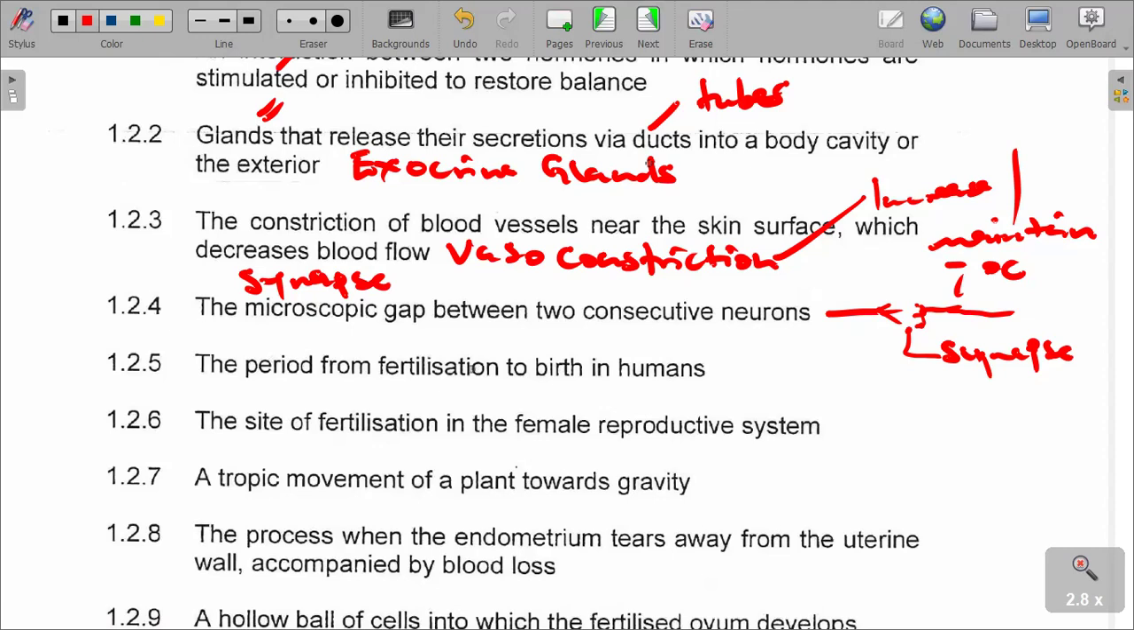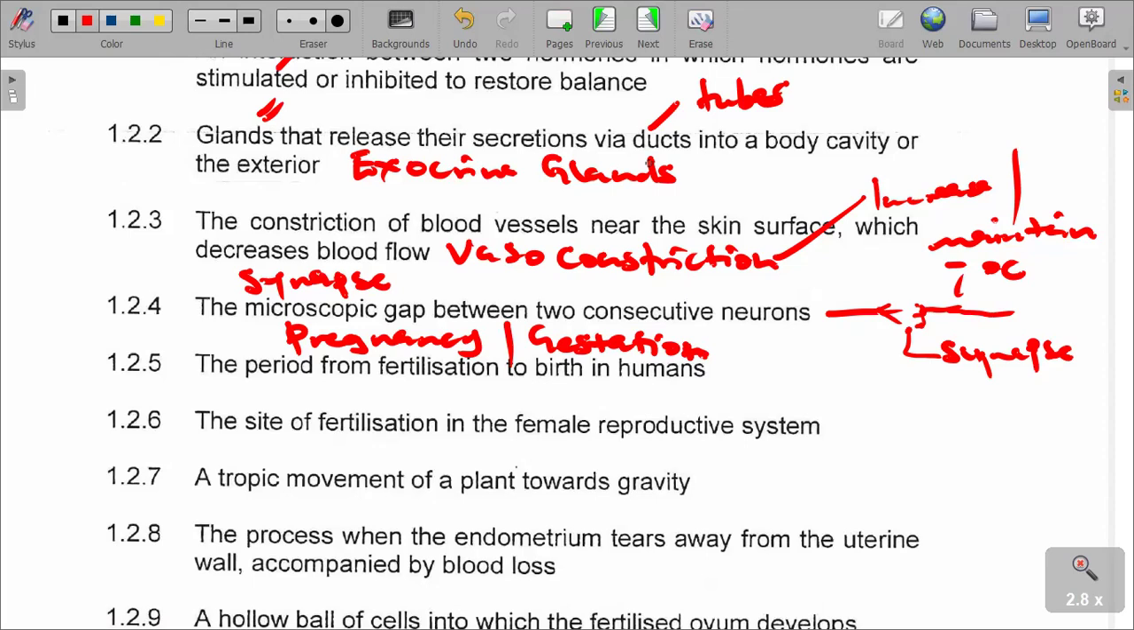The period from fertilization to birth in humans, we call that pregnancy. It's called pregnancy or gestation period. From the day fertilization occurs to birth, we call that pregnancy or gestation period.